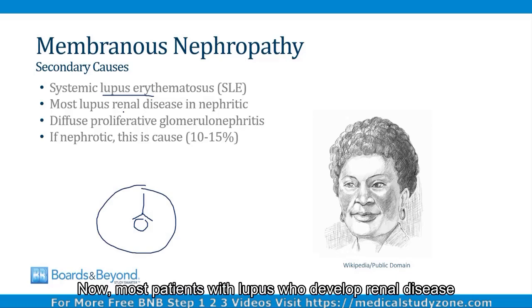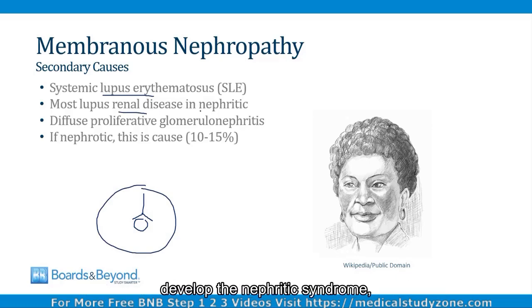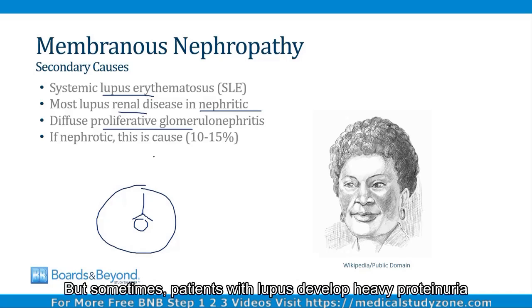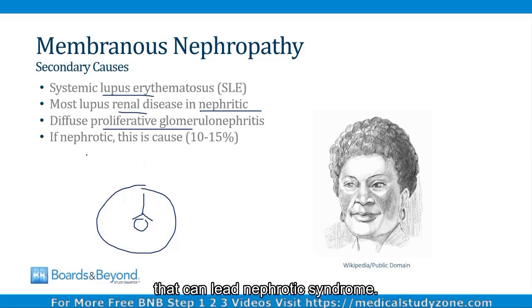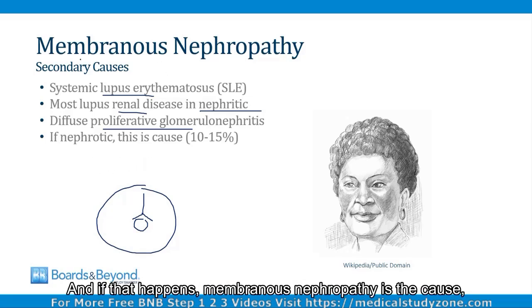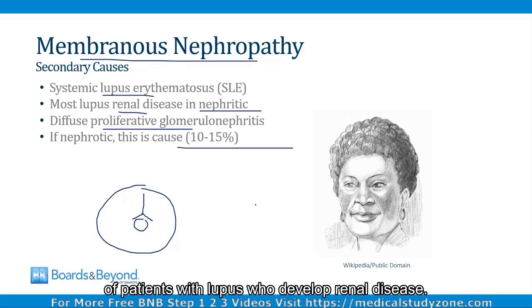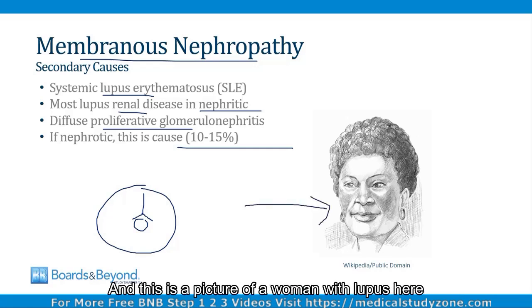Now, most patients with lupus who develop renal disease develop the nephritic syndrome, which I talk about in another video. Most patients develop what's known as diffuse proliferative glomerulonephritis, but sometimes patients with lupus develop heavy proteinuria that can lead to the nephrotic syndrome, and if that happens, membranous nephropathy is the cause. And this occurs in about 10 to 15% of patients with lupus who develop renal disease. And this is a picture of a woman with lupus here with the classic malar rash on the cheeks.